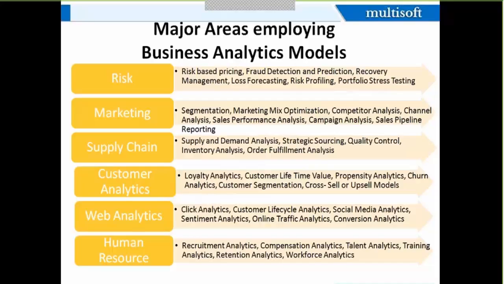And web analytics. This is where your major online marketing giants are working. For example, Amazon and Flipkart invest more and more in web analytics. So click analytics, customer lifecycle analytics, social media analytics, sentiment analytics, online traffic analytics, conversion analytics. Web analytics is one of the hot areas in the market, and almost all the leading online marketing giants are currently doing it. And human resource is about recruitment analytics, compensation analytics, talent analytics, training analytics, retention analytics, workforce analytics.